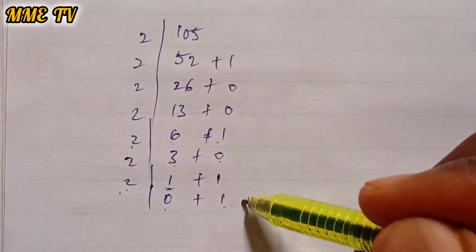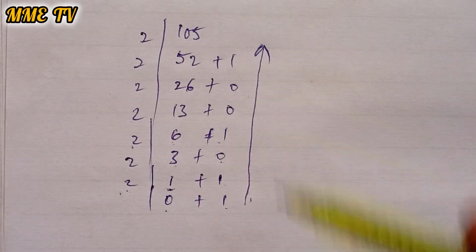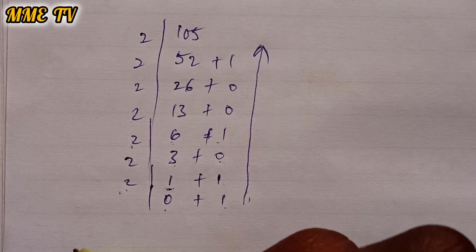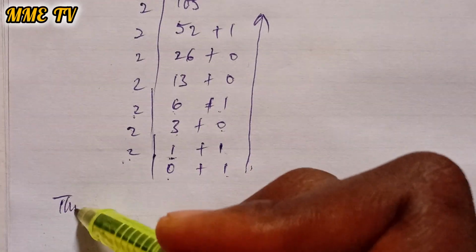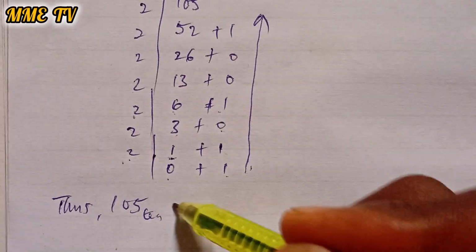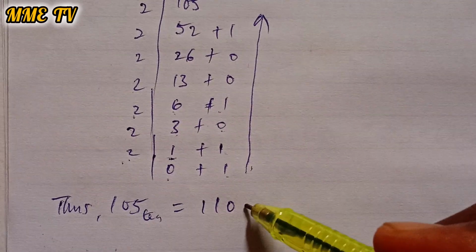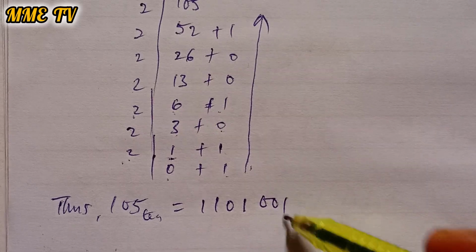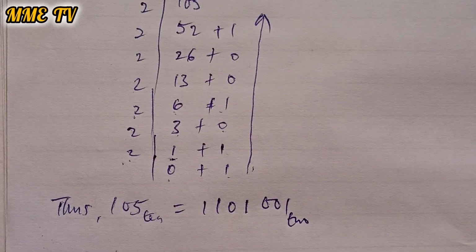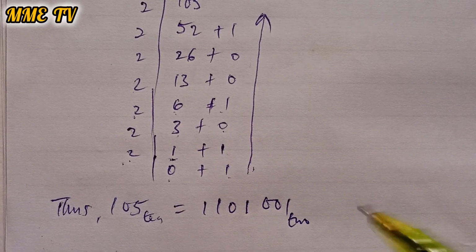Then you will now start from this place to now summon all these numbers by writing them out, by saying that thus 105 base 10 is equal to 1101001. Now it is finally converted to base 2. We've converted this number to base 2 finally.